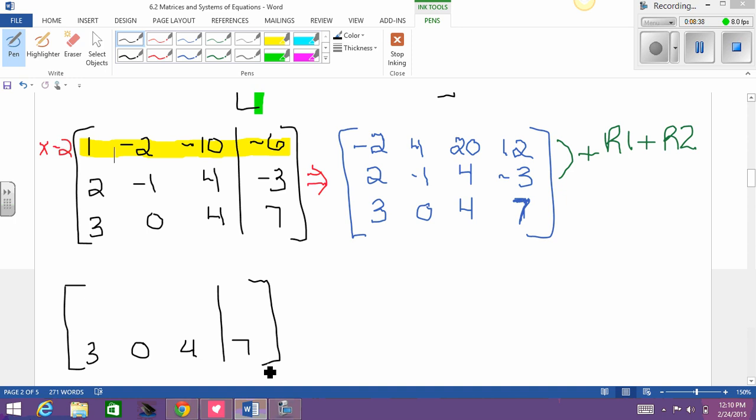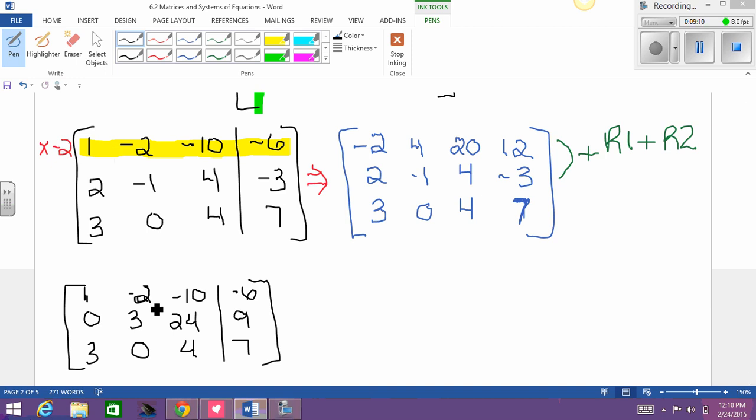Add row 1 and row 2. So negative 2 plus 2 is 0. 4 plus a negative 1 is 3. 20 plus 4 is 24. And then 12 plus a negative 3 gives me 9. And then my original row, my row 1, goes back to what it was. Okay, that's a 1, that's a 2. All right, so now, if you notice, we've got some zeros in there like we like.